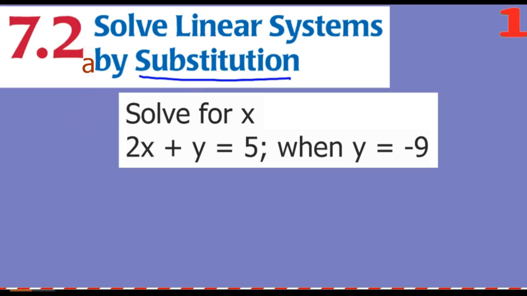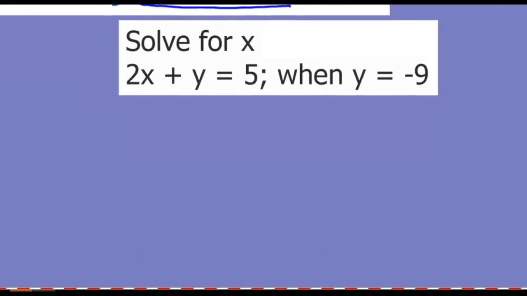So the first thing is, it says solve for x. 2x plus y equals 5, when y equals negative 9. So we're trying to find x when y equals negative 9. We're going to take this negative 9 because it says when y equals, so I can just replace or substitute the y with a negative 9.